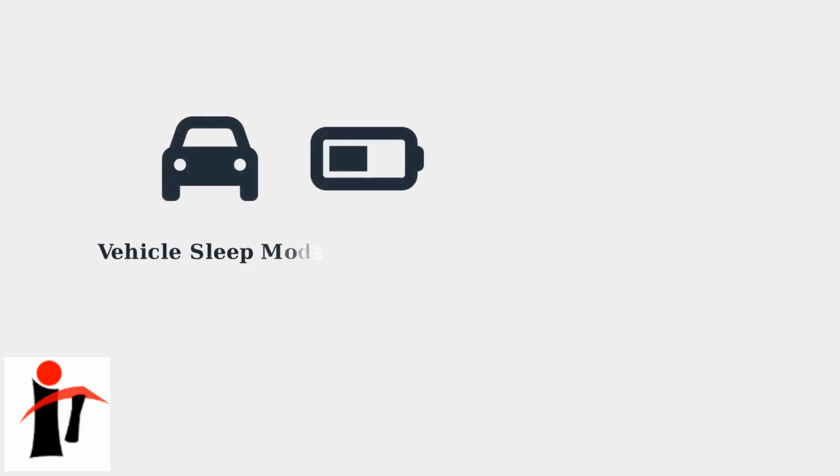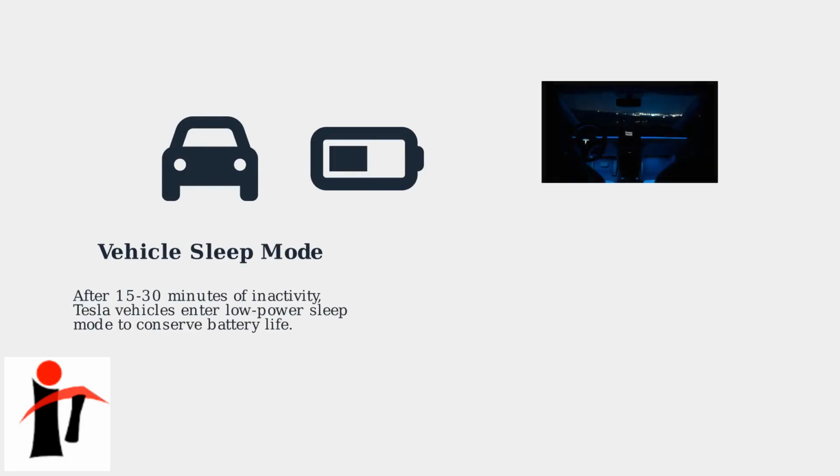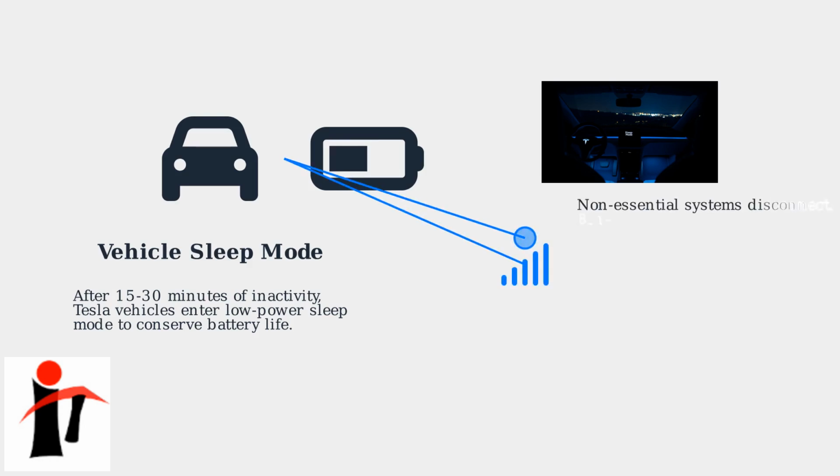Tesla vehicles are designed to conserve battery power by entering a low-power sleep mode after about 15 to 30 minutes of inactivity. This energy-saving feature helps maintain the vehicle's range and efficiency. During sleep mode, non-essential systems are disconnected to reduce power consumption. This includes Bluetooth connections for phone pairing and cellular links used by the Tesla mobile app.